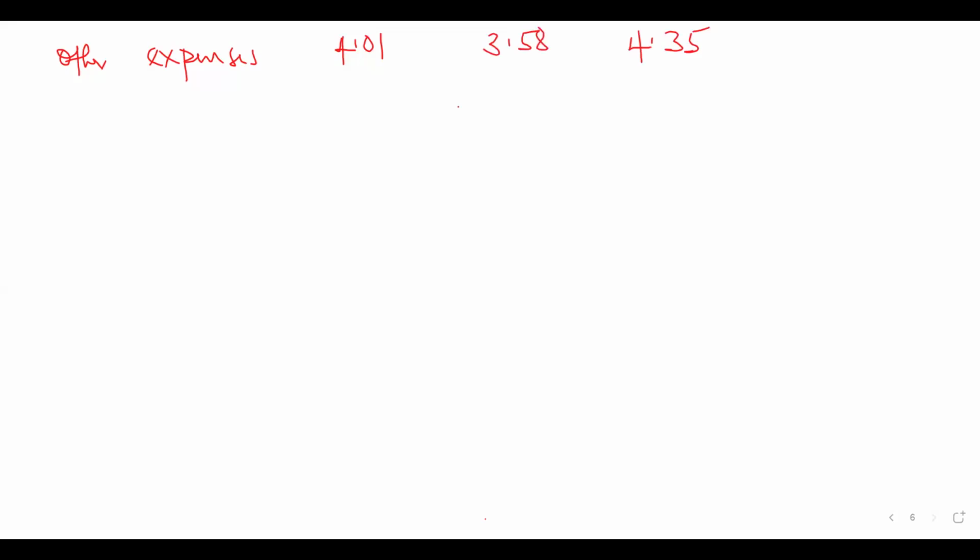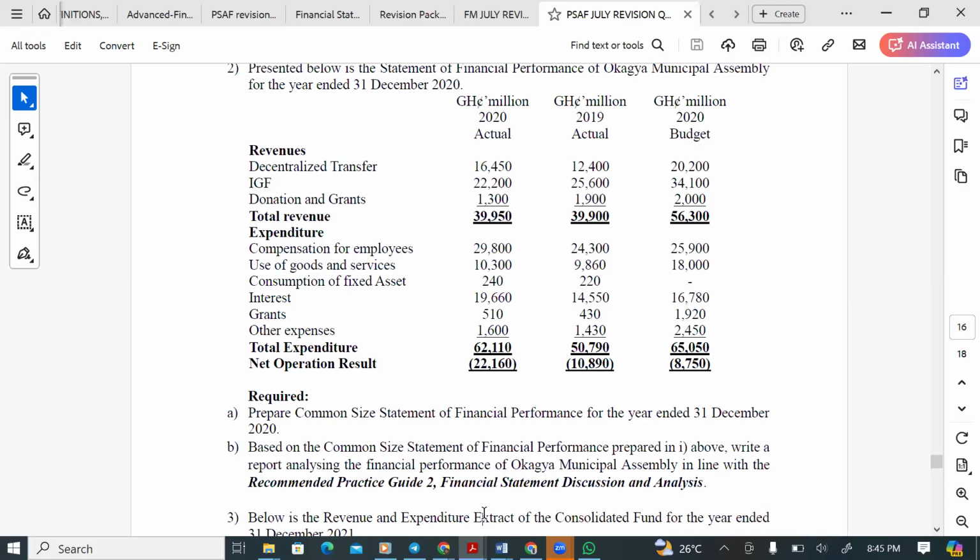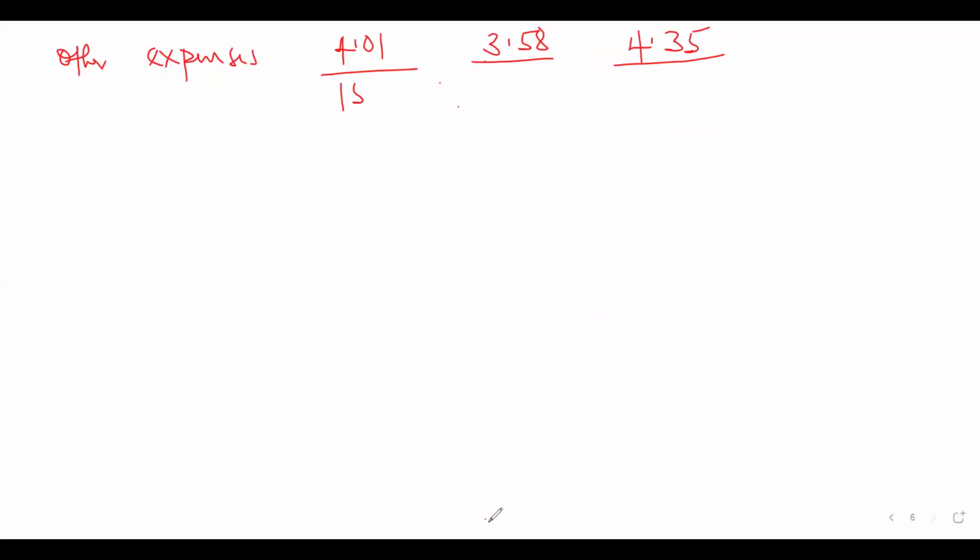Okay. So we have total expenditure. For the total expenditure, you can decide to add all of those ones that you have calculated, or you can calculate the total expenditure on the revenue. So 2020 actual is 155.47. Okay. So we have total expenditure here.